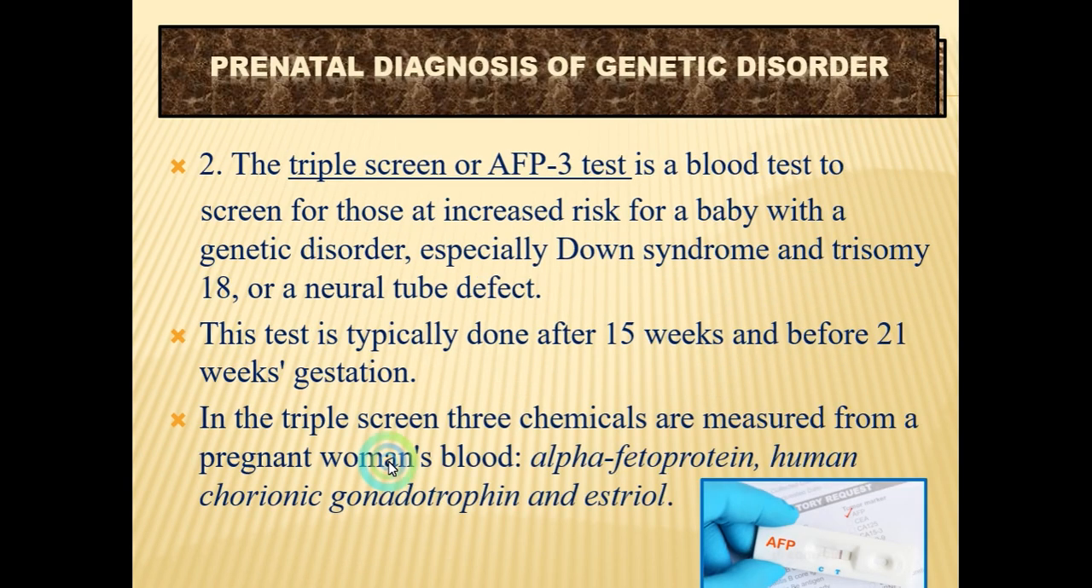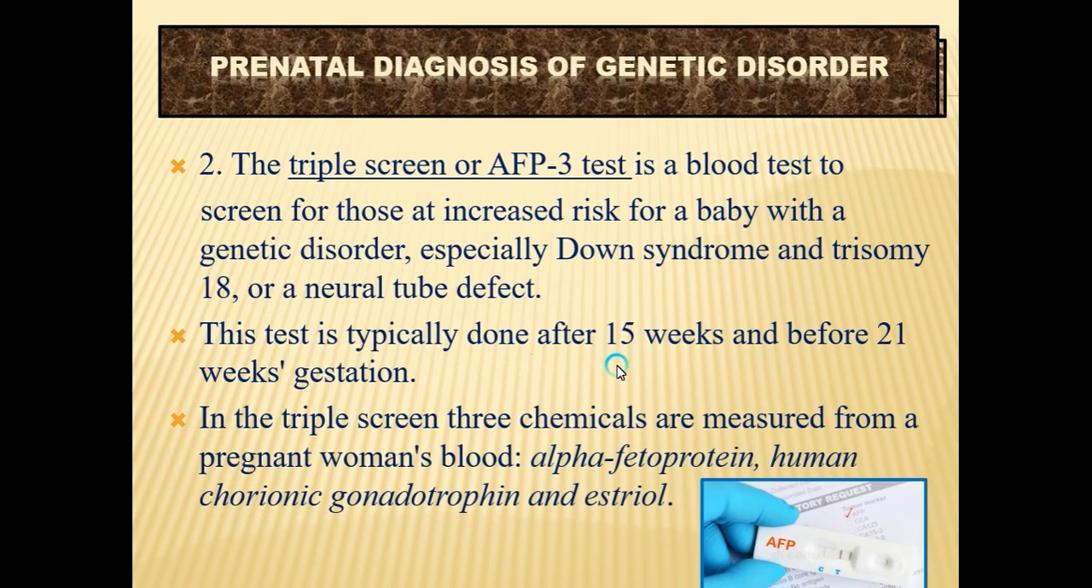Now this second test is called the triple screen or AFP3 test. It is a blood test to screen those who are at increased risk for a baby with a genetic disorder, especially Down syndrome, trisomy 18, or a neural tube defect. If we want to know whether the child is going to have these, we need to do this test, the triple screen or AFP3 test.